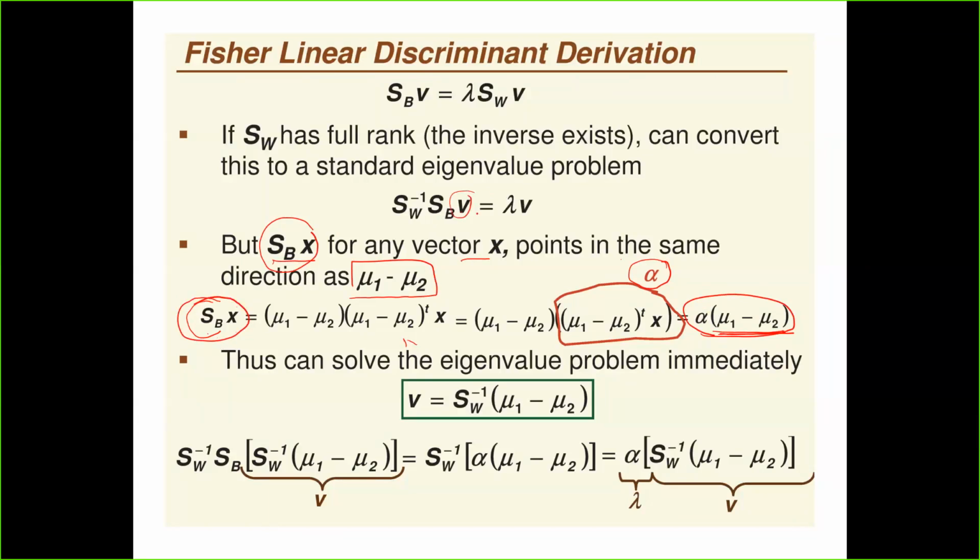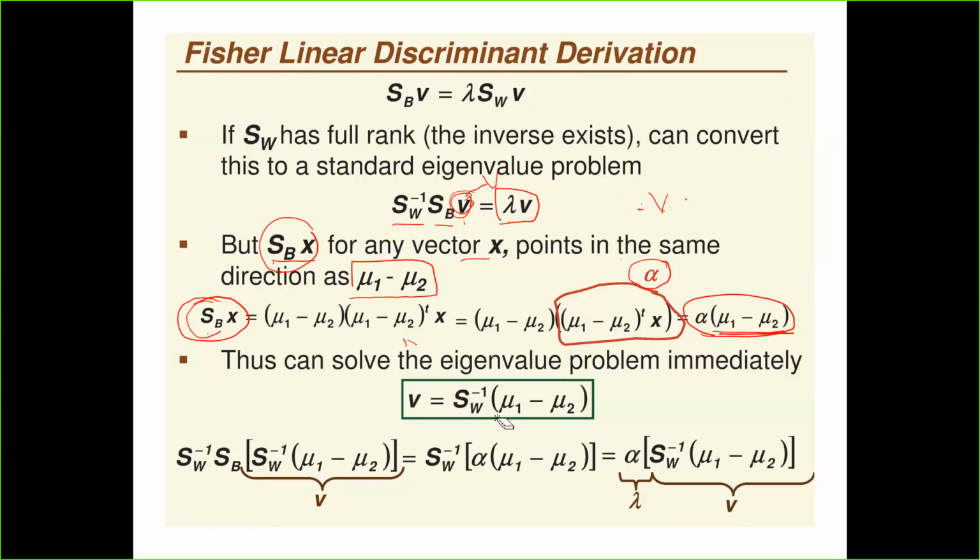For which vector V is SW inverse SB times V equivalent to lambda times V? It means if I take which vector in place of V, this is equivalent to some scalar times V, some scalar lambda or alpha times V. That happens only for SW inverse times mu1 minus mu2. You can try that also.